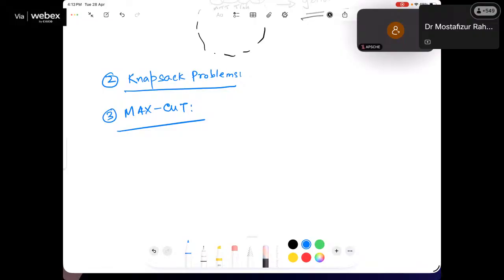I can come back to the knapsack problem. I have collected at least 5 or 6 categories of NP-complete problems. For NP categories, there is the NP-hard category, and there are several problems. I don't know whether I'll be able to cover all of them or not, but I'll try.